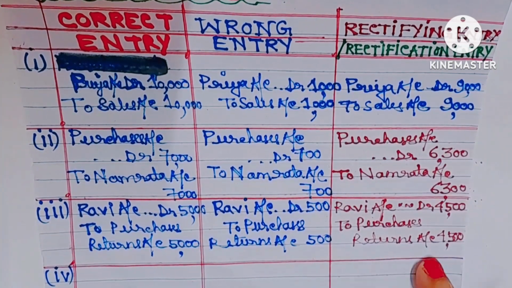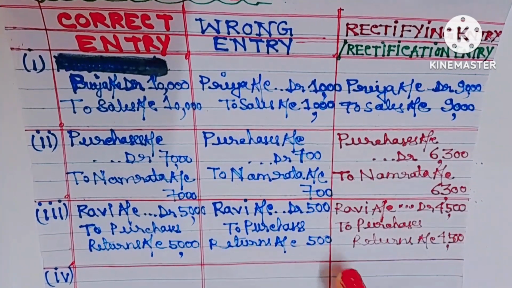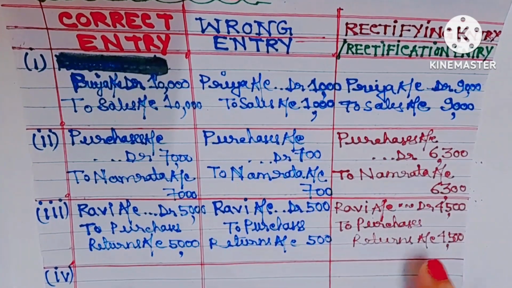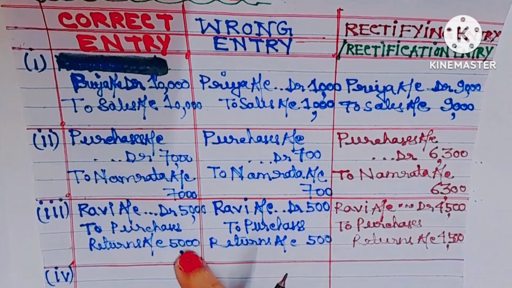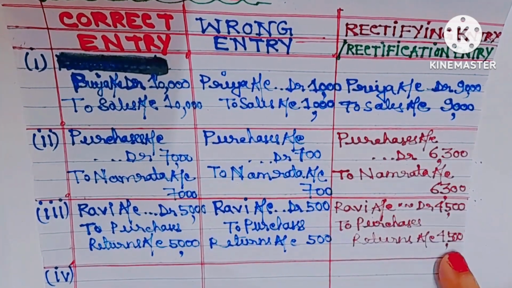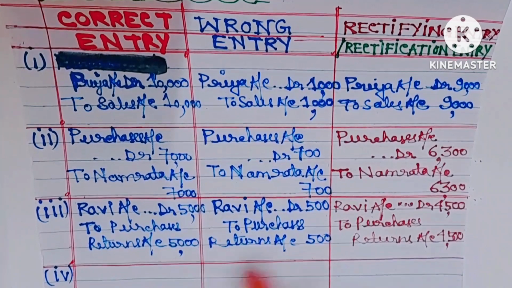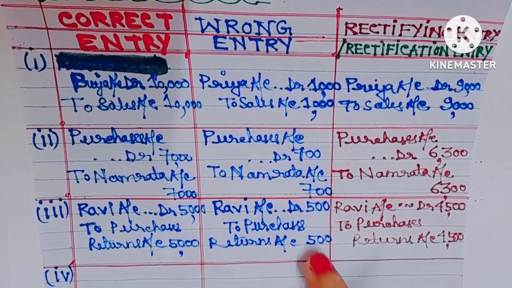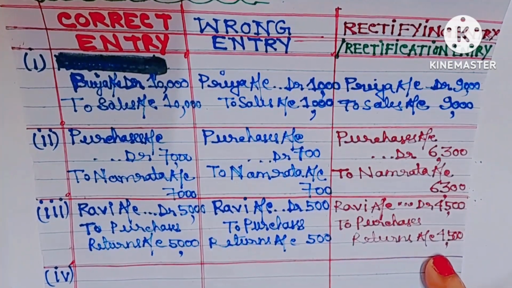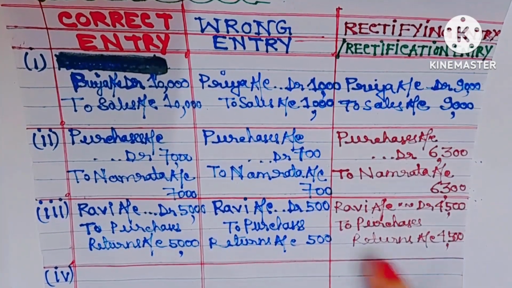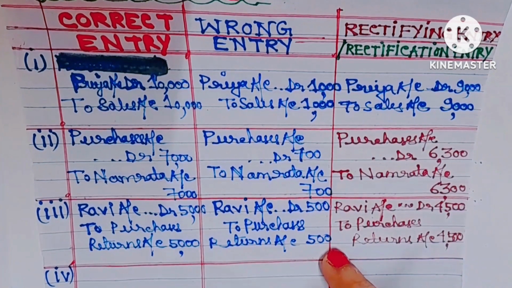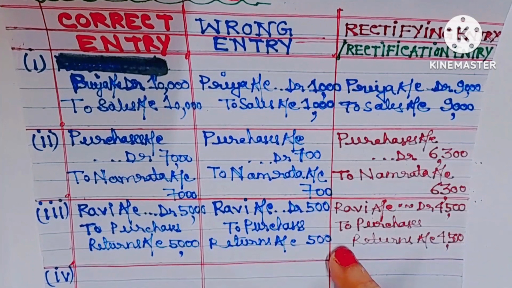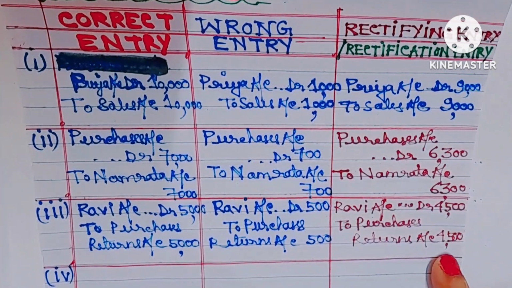You write 4,500. That will give you 5,000. Rupees 500 they have already recorded. So if you write rupees 4,500, that will give you 5,000. 500 plus 4,500 will give you 5,000. Understood? Now if you write 5,000, that will be more. 500 plus 5,000 will give you 5,500, which is incorrect. So they have already recorded rupees 500. They have recorded less. How much less? Rupees 4,500 less. So you have to record rupees 4,500.